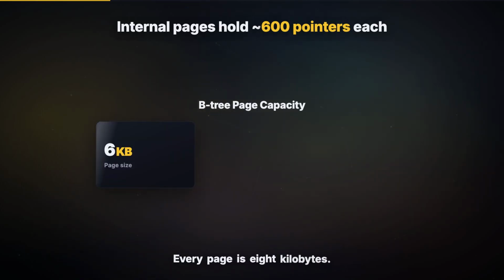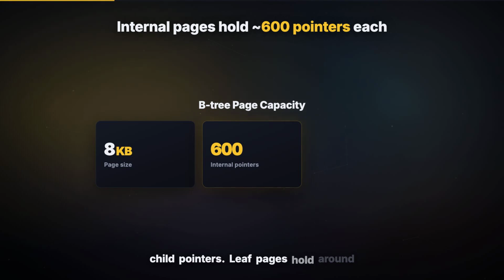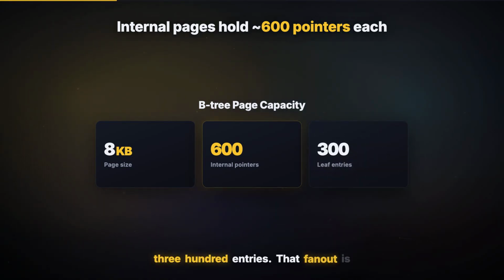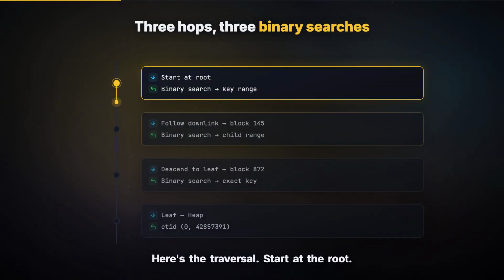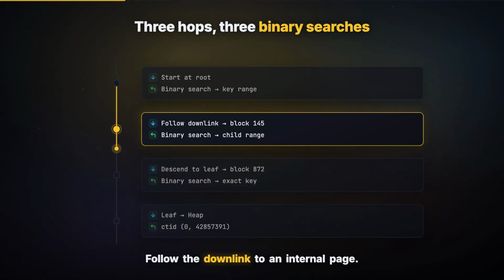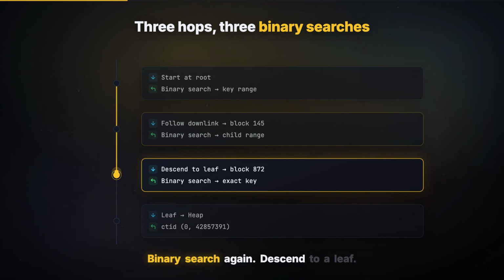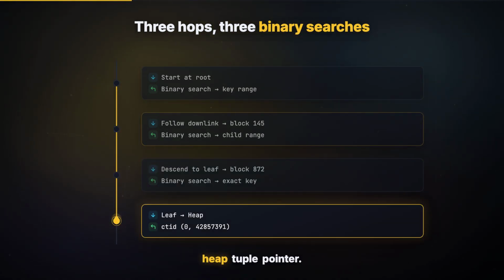Every page is 8 kilobytes. Internal pages pack around 600 child pointers. Leaf pages hold around 300 entries. That fan out is everything. Here's the traversal. Start at the root. Binary search finds the key range. Follow the downlink to an internal page. Binary search again. Descend to a leaf. One more binary search, and you've got the heap tuple pointer.